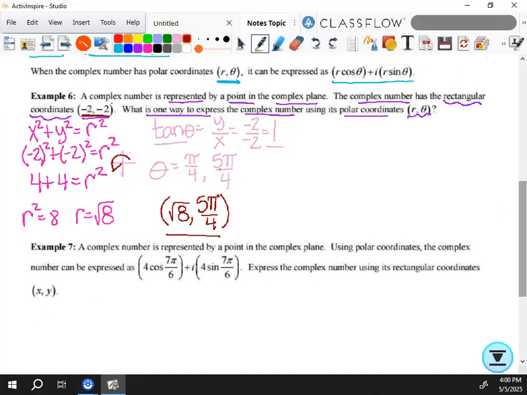And then when I look back up here, I have r, theta, then I can express it like this. So I get r, which is the square root of 8, times the cosine of 5 pi fourths.